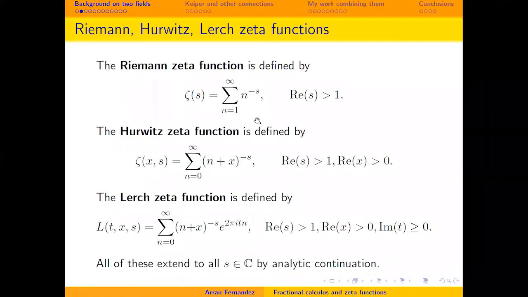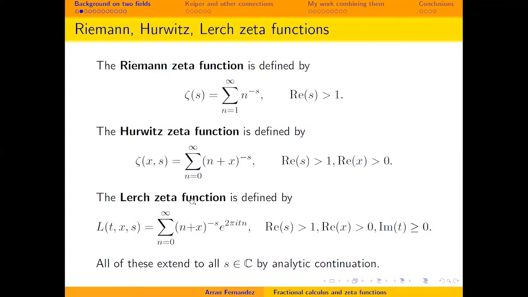If s equals 1, it would be the harmonic series, which diverges. If s equals 2, it would be the sum of reciprocals of squares, and so on. You've probably seen at least some special cases of this series before. Then you can generalize this slightly to the Hurwitz zeta function, which is defined in this way. Instead of n, you have n plus x. So now there are two different variables. You have not only s, but also x, two complex variables.